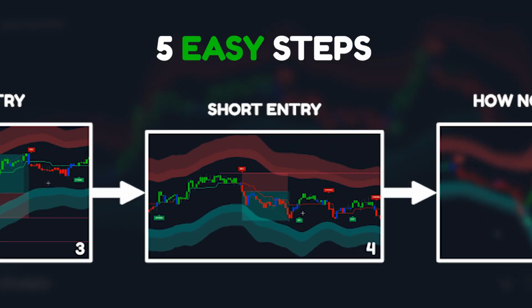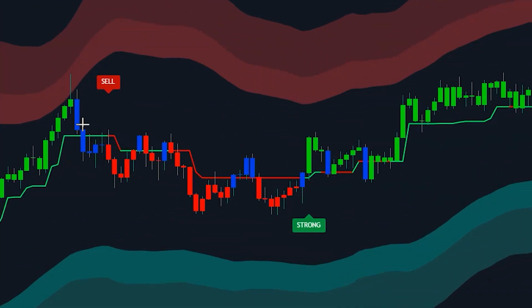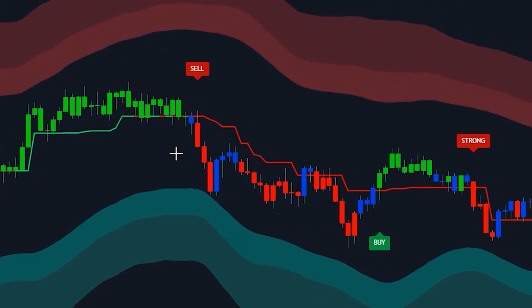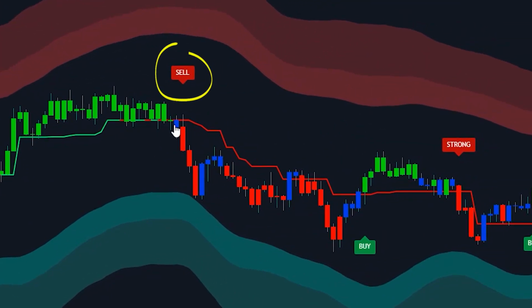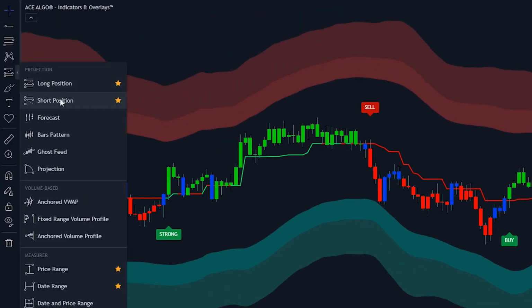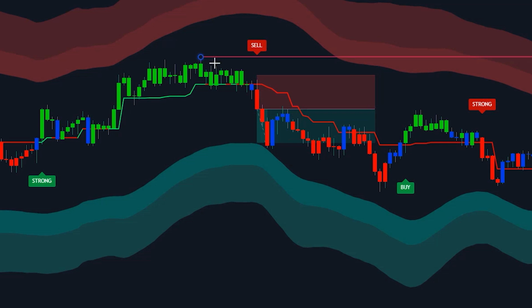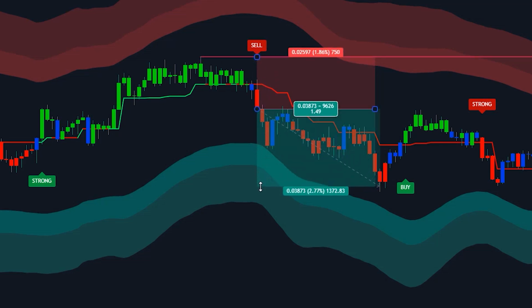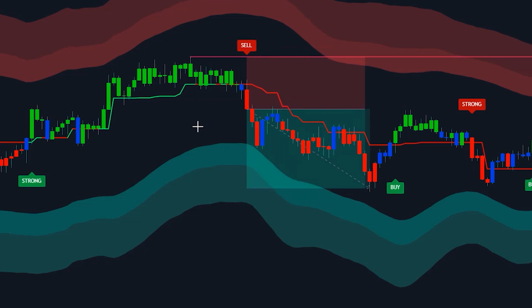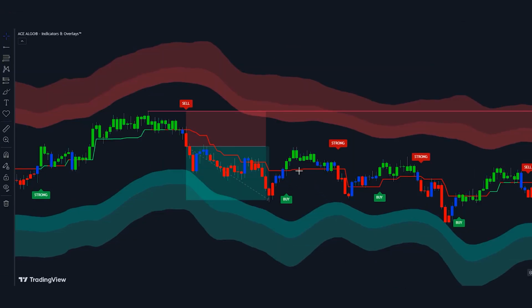Conversely, for a short trade, wait for the price to enter the upper reversal zone. Ensure the trend finder turns red as the first confirmation. Then look for a sell or strong sell signal with the candle closing below the trend finder for validation. If all conditions align, enter the trade, setting your stop loss to the recent high and targeting that sweet 1.5 risk to reward ratio. Similar to long trades, you can also enter a second short trade.